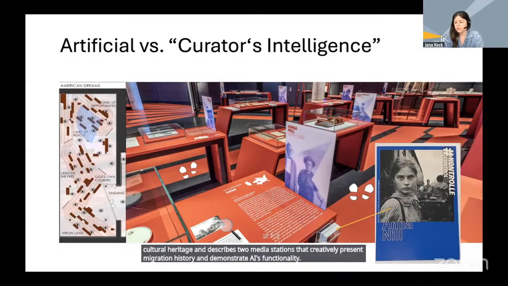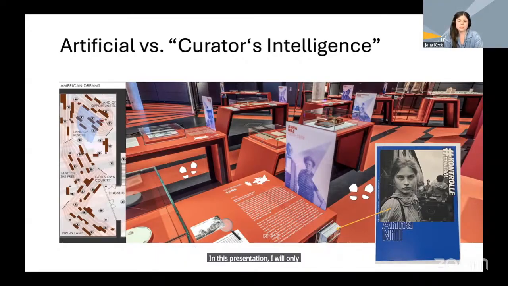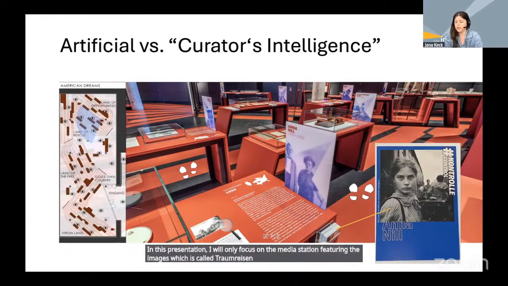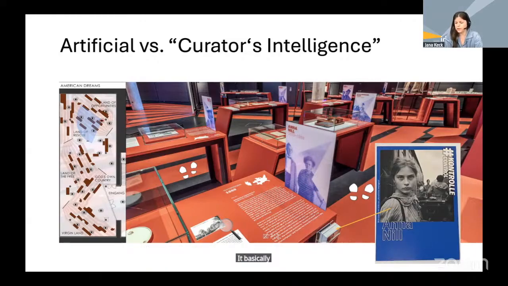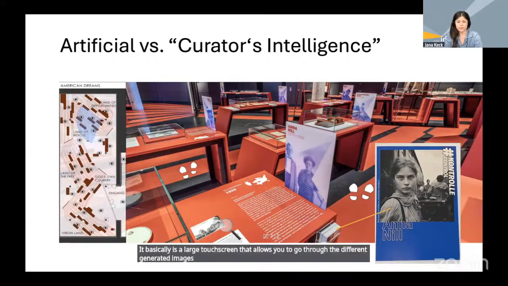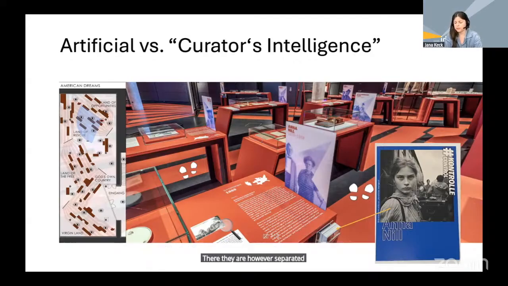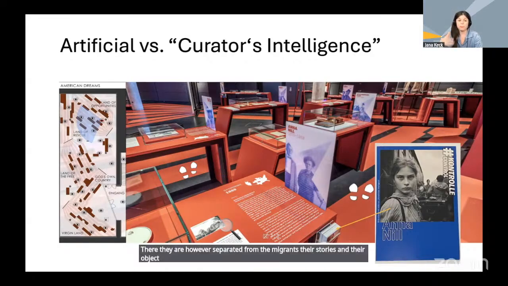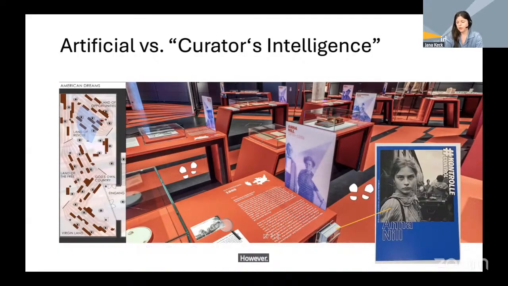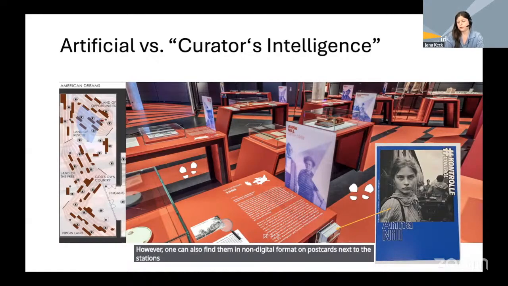In this presentation, I will only focus on the media station featuring the images, which is called Traumreisen, so Dream Journey. It basically is a large touch screen that allows you to go through the different generated images, which I showed you in the beginning. There they are, however, separated from the migrants, their stories and their objects, even though they bear the historical actors' names. However, one can also find them in non-digital format on postcards next to the stations that focus on the different migrants' biographies, as you can see here.